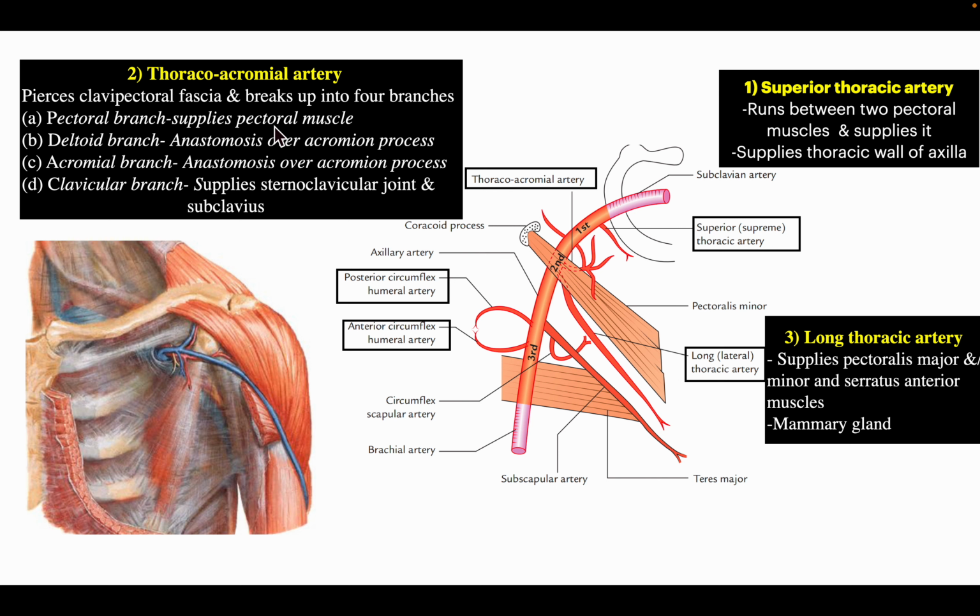Deltoid branch and acromial branch go to an anastomosis near the acromion process of the scapula. And the fourth one, that is known as clavicular branch, supplies the sternoclavicular joint and the subclavius muscles also. Then the third one, you can see here in the diagram, is known as the long or lateral thoracic artery. It goes and supplies the pectoralis major and pectoralis minor, as well as the serratus anterior muscles. It also supplies mostly the mammary gland.